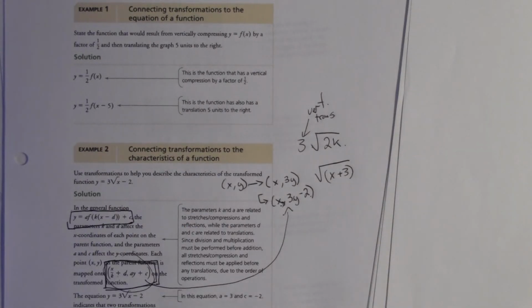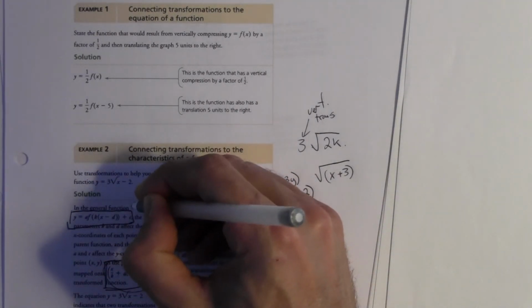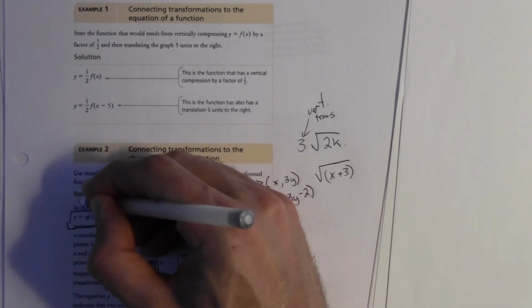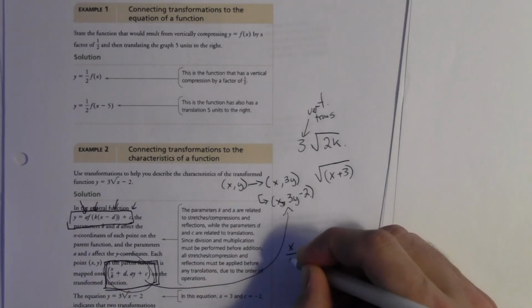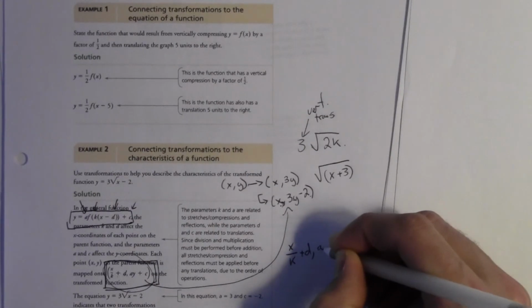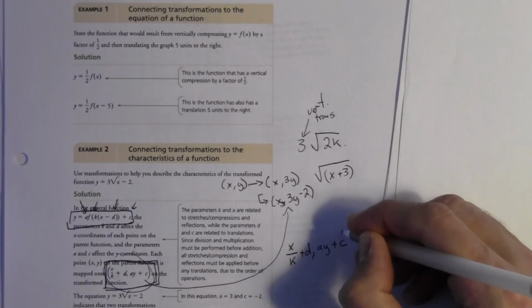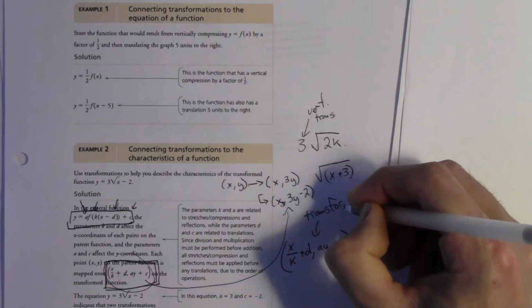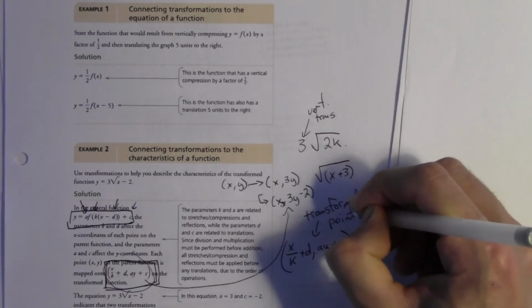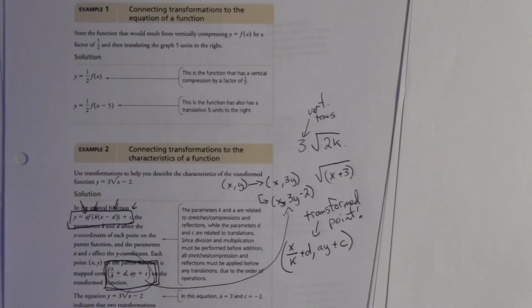Very handy. If you can read out from a general function the values of these variables, then you can make those translations without having a table of values and figuring out each one. You can just use that formula. Okay, so very handy. I'll write it out again. X over k plus d, ay plus c. So this would be the transformed point. Any questions? All right.